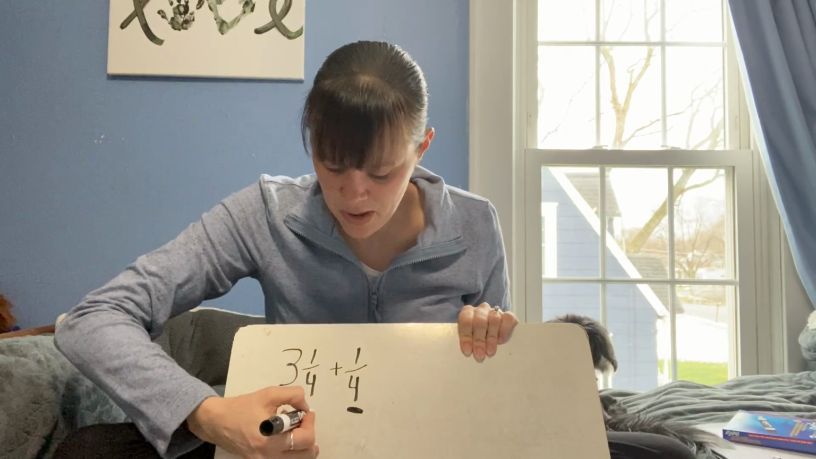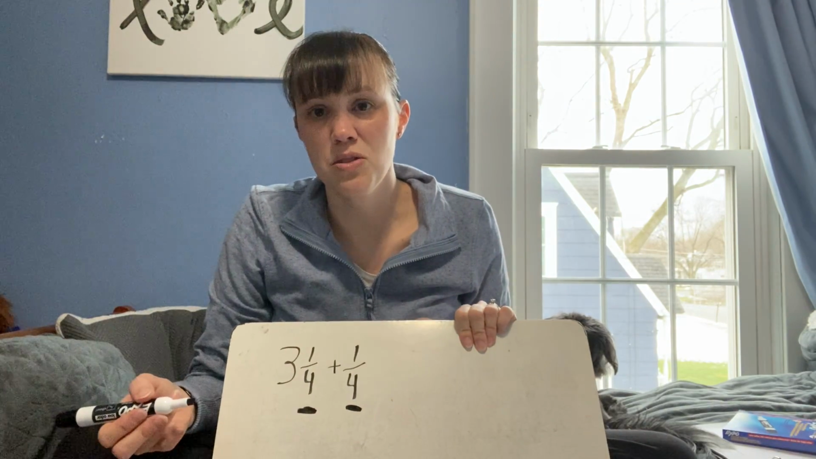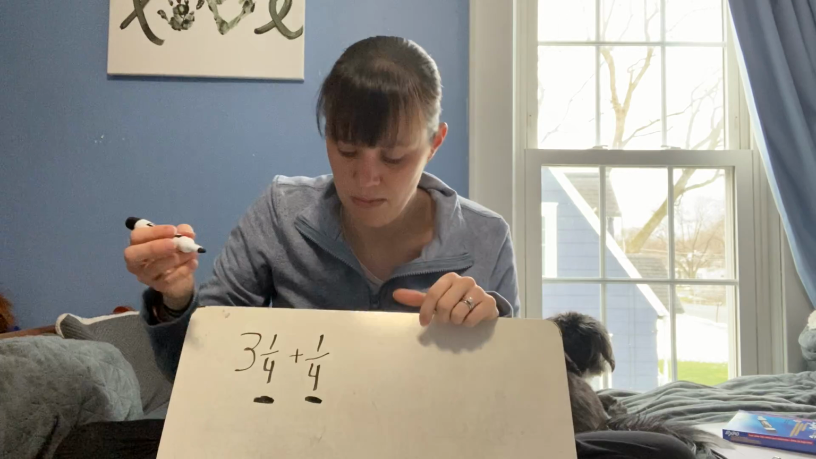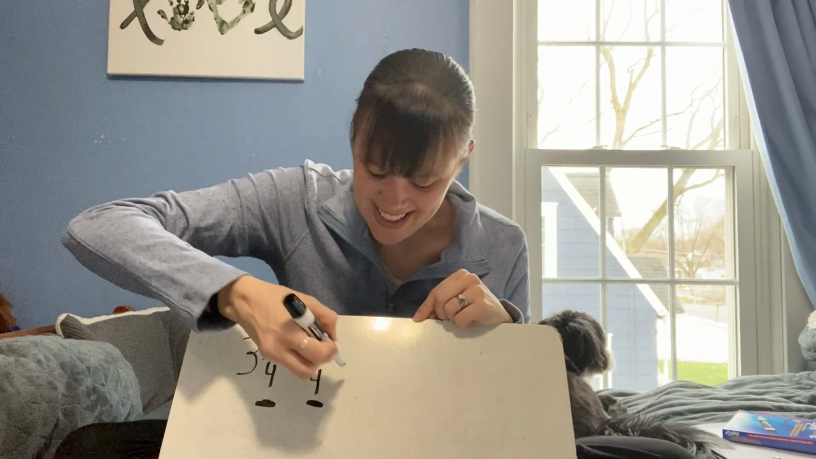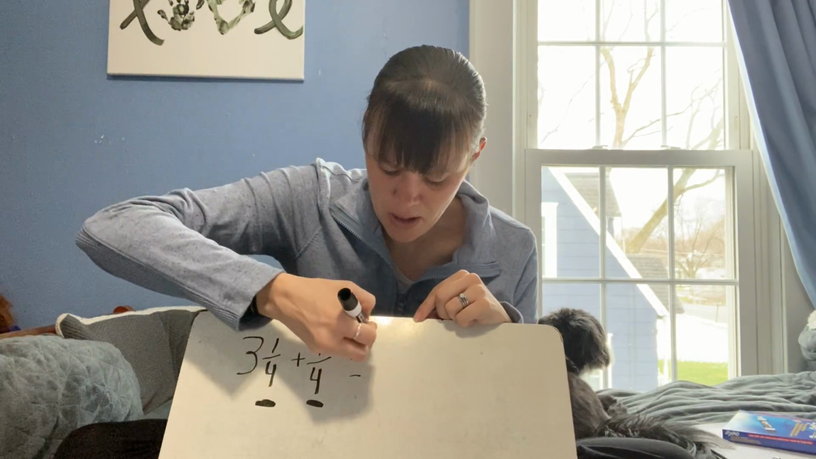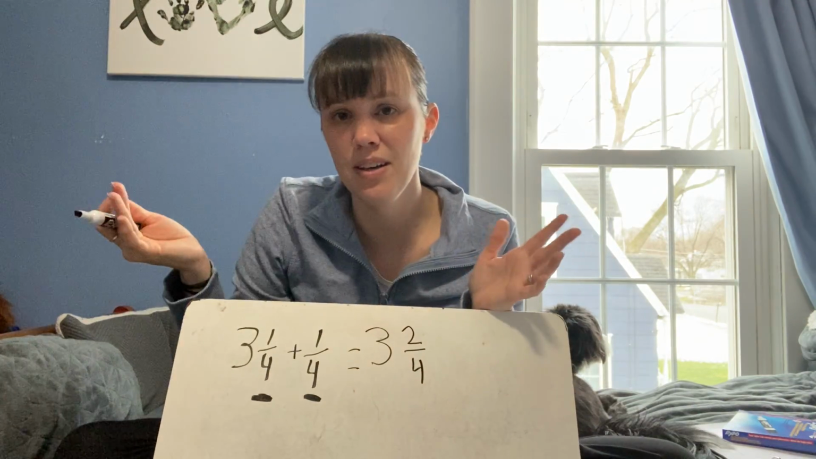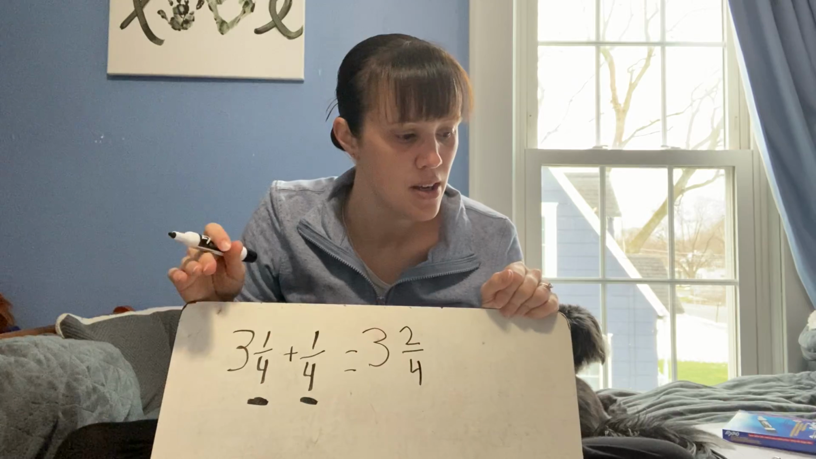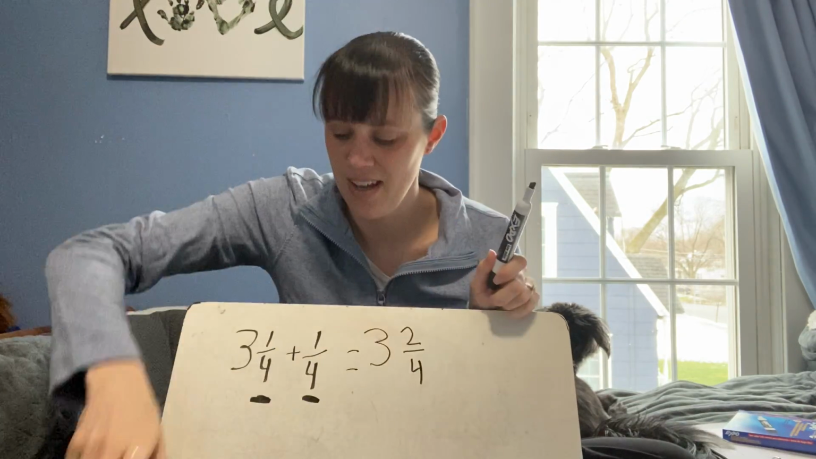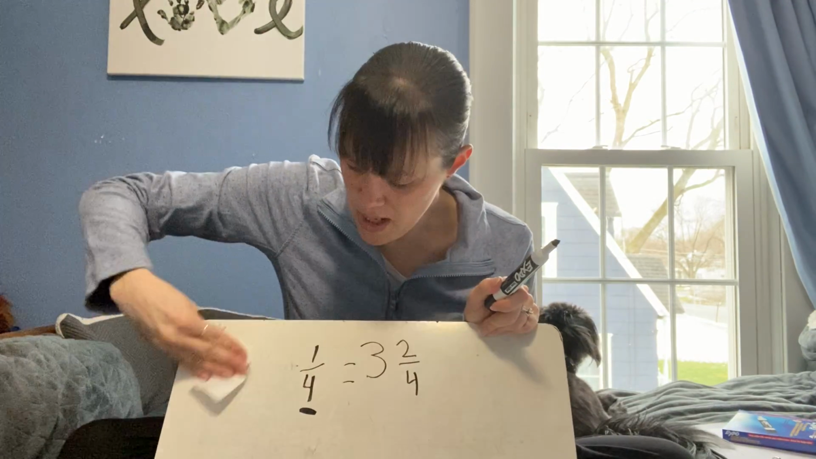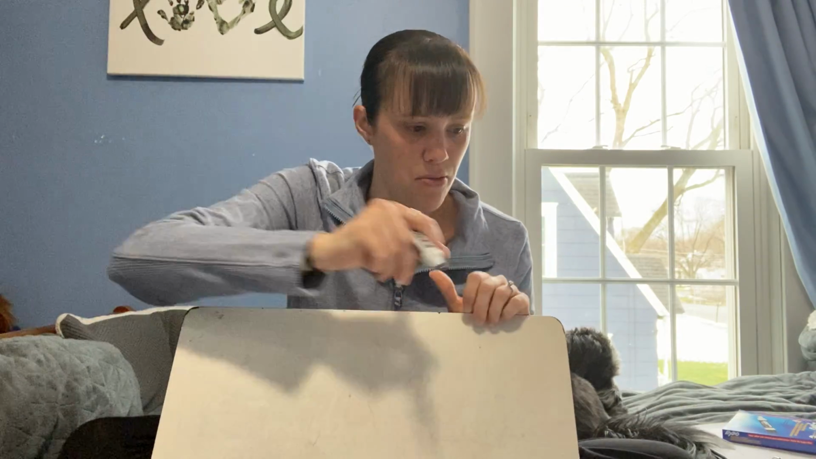All right, so let's look. We're adding 1/4 and 1/4, and all of you are saying right now that's really easy. That's 2/4, and it is. So we'll just bring our whole number back here, 3 2/4. Look, they always start off with an easy one. So we're good with that one, right? Yes, okay.